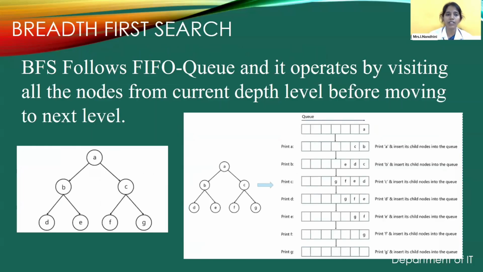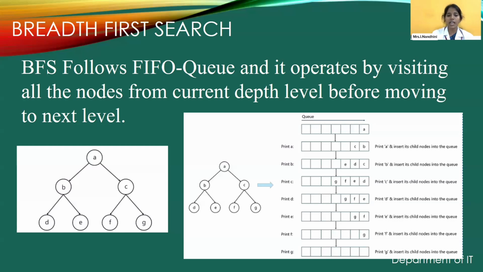So the first one, breadth first search. Breadth first search follows first in first out, so it uses a queue, and it operates by visiting all the nodes from the current depth level before moving to the next level. In this diagram, the start node is A and the target node is G. We have to traverse B, C, D, E, F, and then we will reach the goal G.